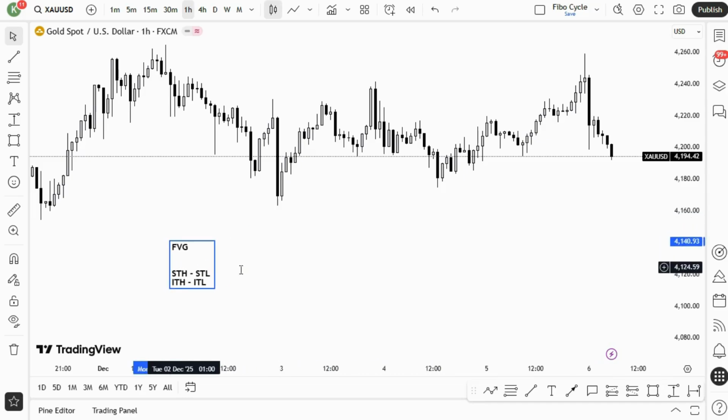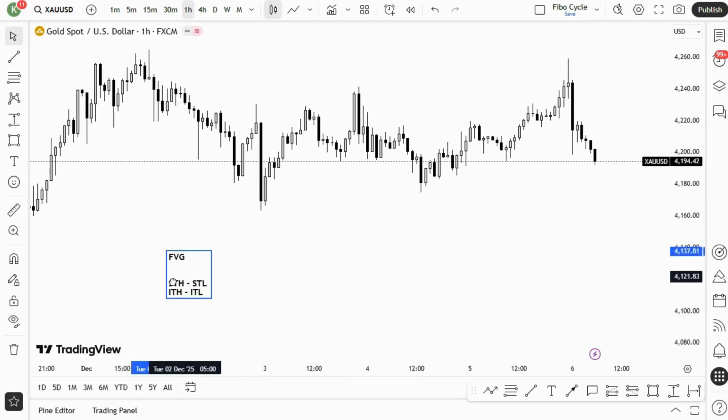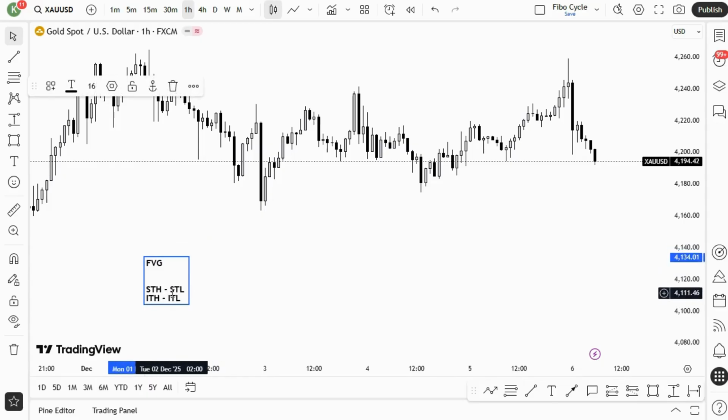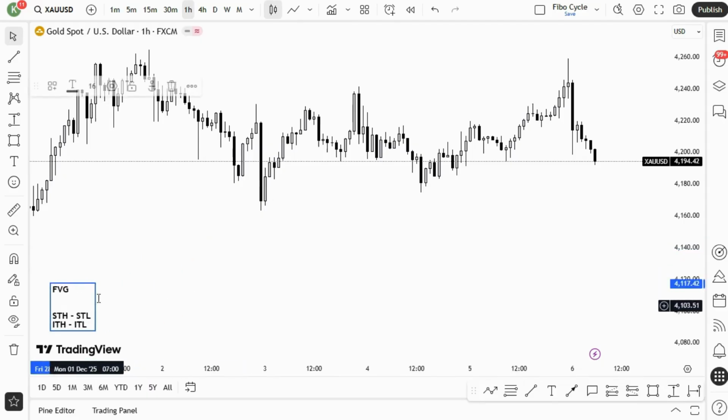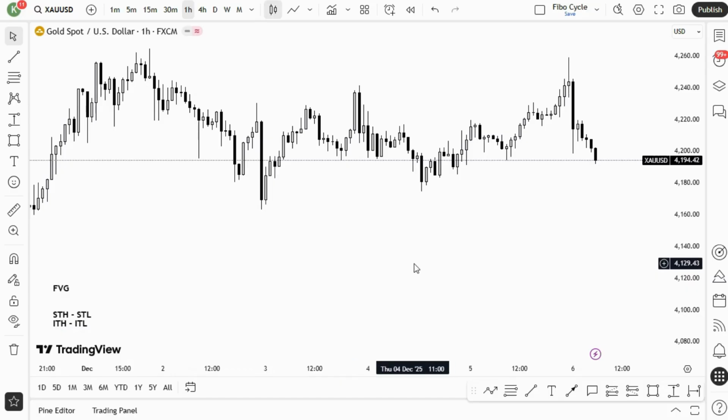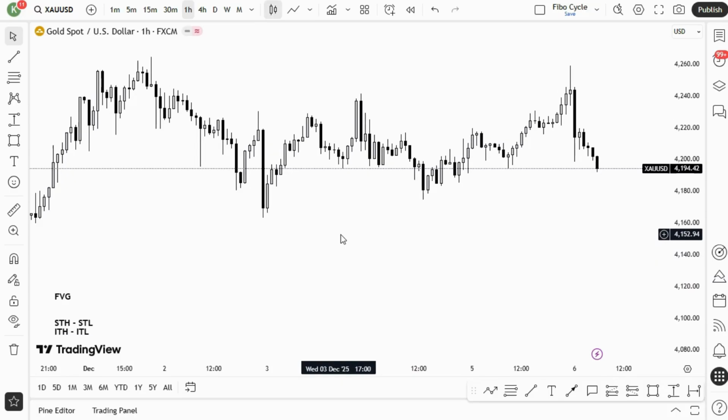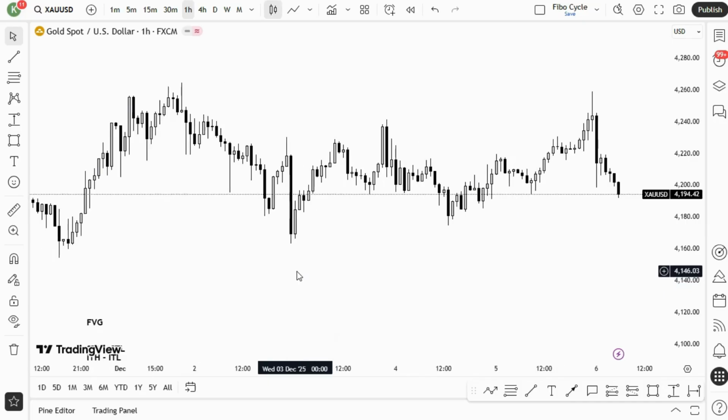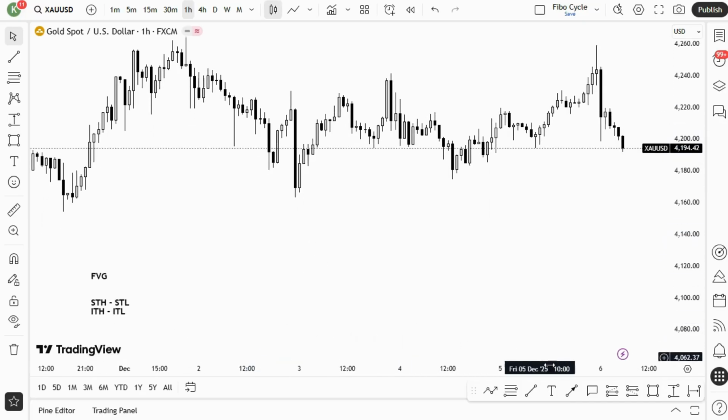Okay, I want to introduce two more new concepts on this channel, which are used in the market: the FVG, STH STL, and ITH ITL. Let's start with FVG. Okay, so FVG is a three candle pattern which forms in the market when price moves too fast. Okay, if you look at the current market, we can see there is an FVG over here. There is a fair value gap here.